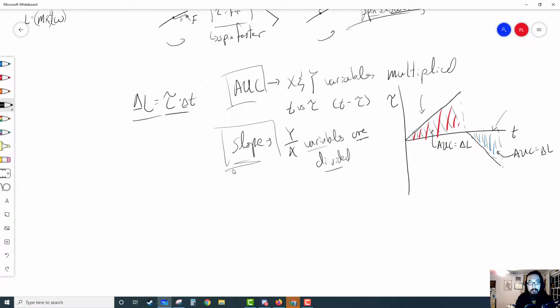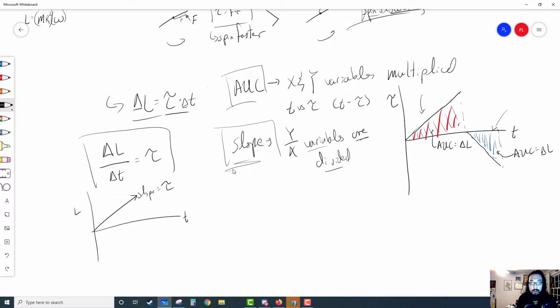In the case of this equation right now, there's nothing being divided, but we can rearrange it so that we have some sort of division. For example, delta L divided by the time gives us the torque. So if I create a graph where this is time and this is momentum, time versus momentum, the slope would be torque. So this is one way of arranging it.